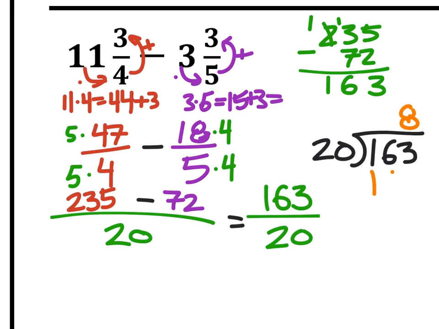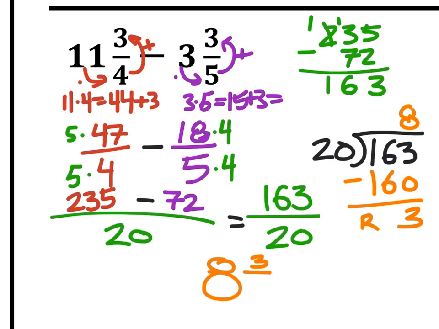8 times 20 is 160. So when I subtract that out, I have a remainder of 3. So my final answer here would be 8. That was the quotient with a remainder of 3 out of 20th size pieces. That right there would be the answer for this one.